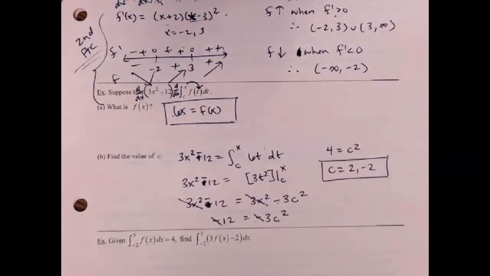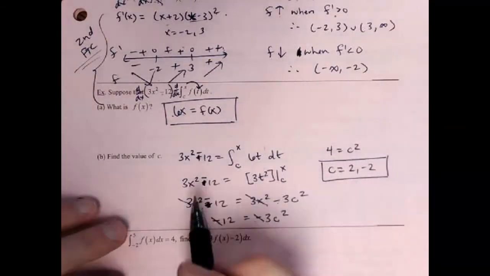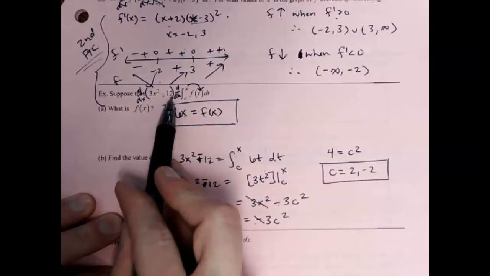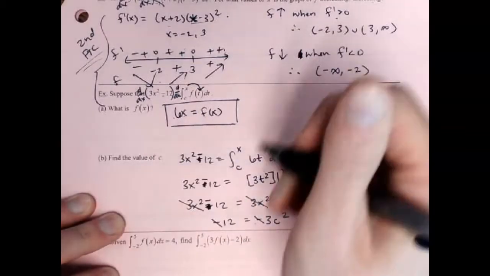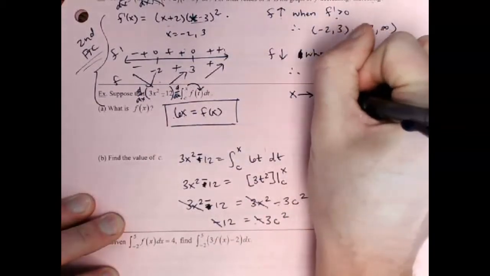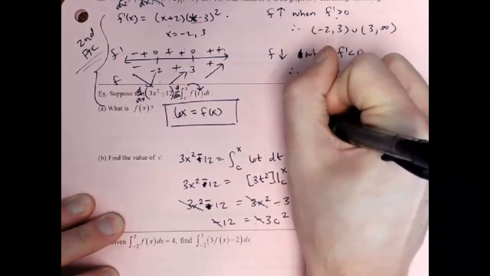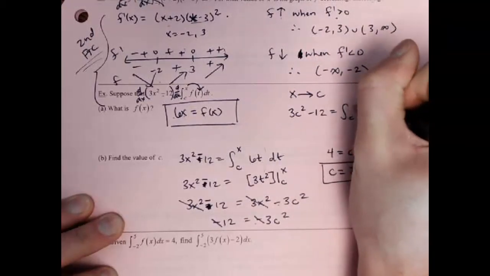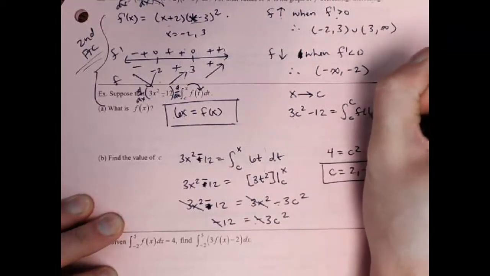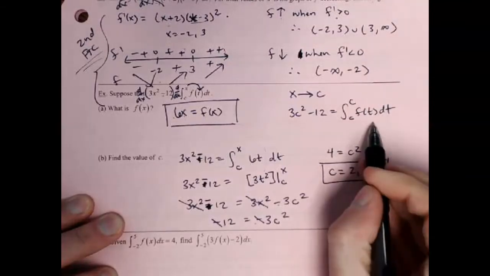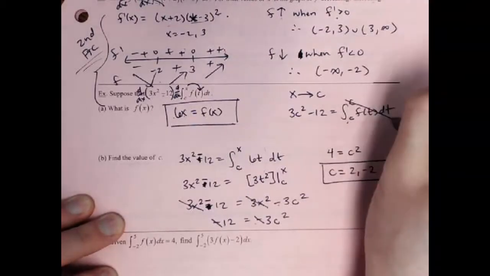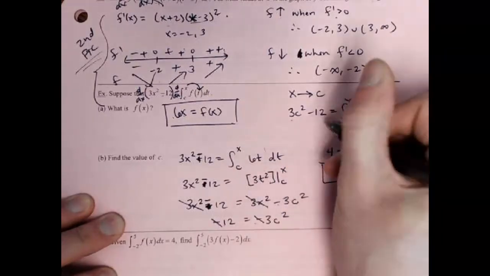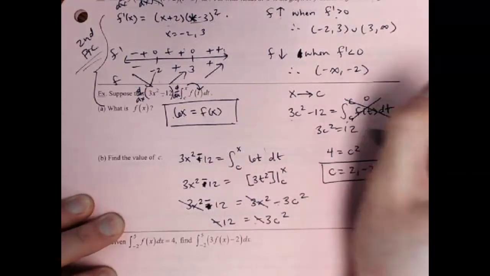Now, a little quick way that you could do this, remember, it kind of started like this, right? You had the 3x squared minus 12, and then it equaled that integration. If I just changed the x's all to c's, I would have 3c squared minus 12 equals the integration from c to c of f of t dt. Whatever, that doesn't matter because all of this is going to be 0. So then you'd have 3c squared minus 12 equals 0. 3c squared equals 12. You will get to this same thing.